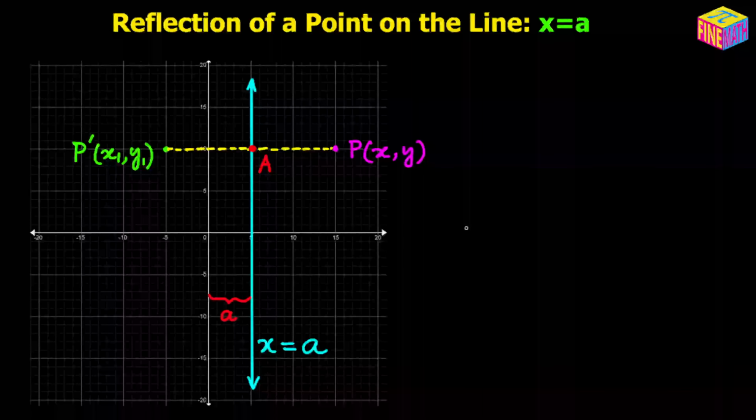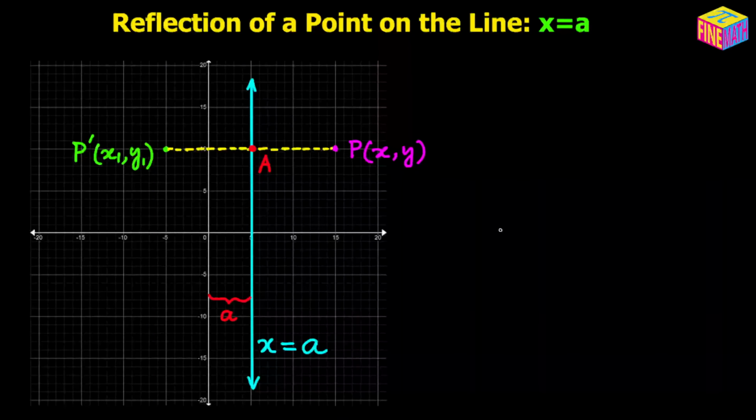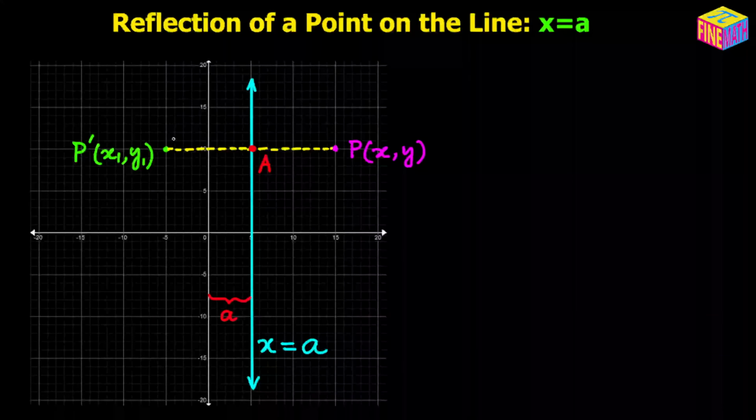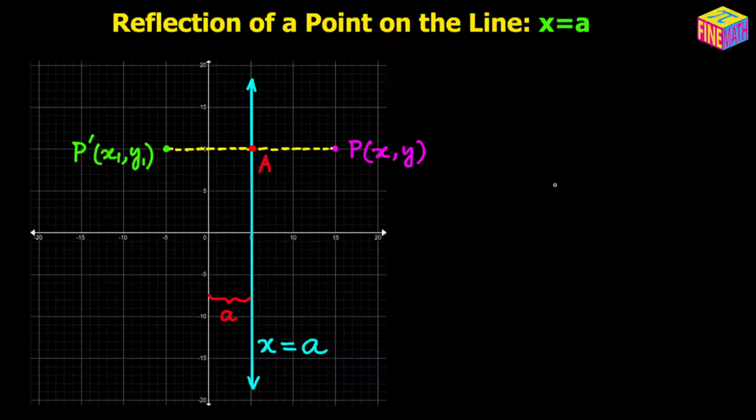So let's assume that the location of the point P is x comma y, and then our task is to find out what would be the coordinates of its image. Let's assume P prime is the image, which is a green dot right here in the second quadrant. So that is the image of our original point P, and we're going to name the image as P prime, and let's assume that the coordinates of P prime are x sub 1 comma y sub 1.